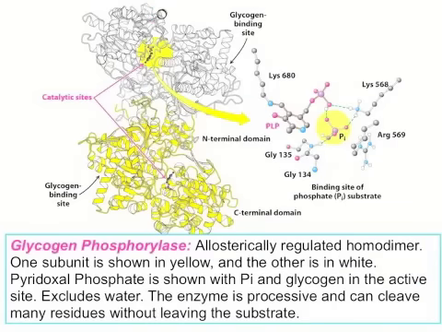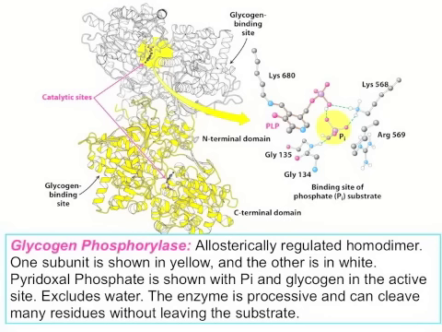In this diagram, we see a ribbon diagram of glycogen phosphorylase. This enzyme is a homodimer that is allosterically regulated. One subunit is shown in yellow, and the other one is shown in white. In the ball and stick diagram to the right, we see pyridoxal phosphate with inorganic phosphate and glycogen in the active site. This active site is organized so that it excludes water from the site of the reaction. This makes sure that phosphorolysis occurs and not hydrolysis.